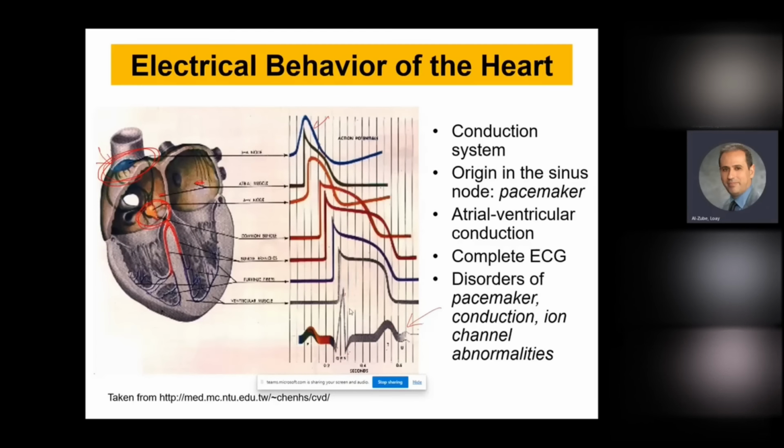Because of this signal, the ECG, we can study disorders related to the conduction, also ion channel abnormalities. We will focus a little bit more on it because heart diseases are still the leading cause of death in the United States, followed by cancer. Cardiovascular diseases are still a big problem.